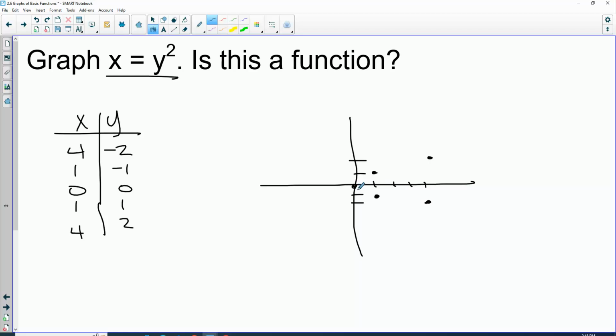What is this? Sideways parabola. Is it a function? No. Why? Doesn't pass the vertical line test. Remember, for a function, any vertical line can only hit it once.